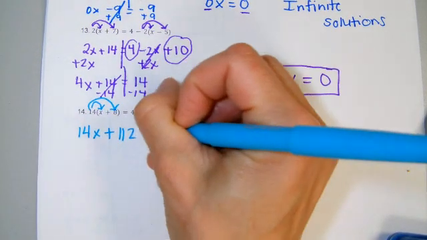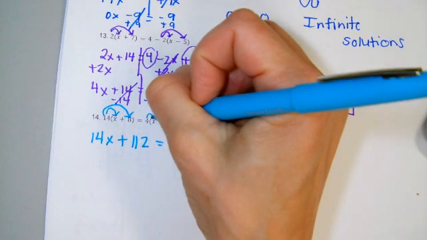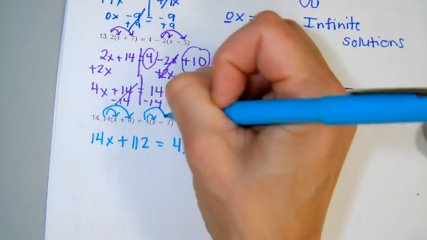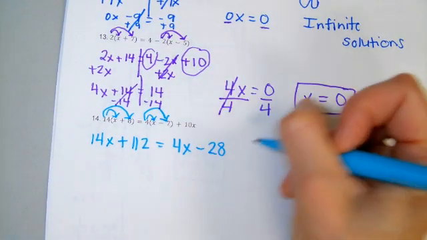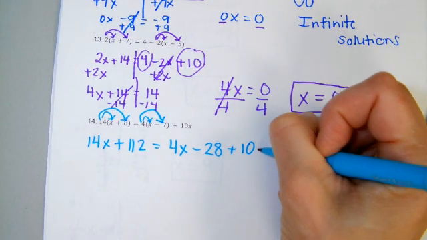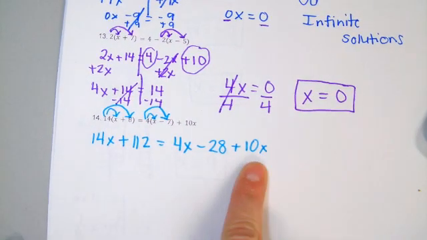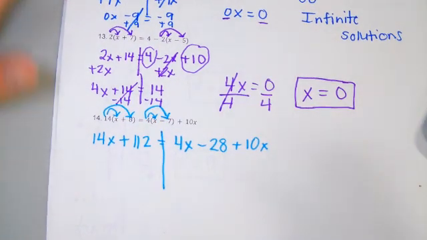Okay, equals, now we have to do our parentheses on this side. 4 times x is 4x. 4 times negative 7 is going to give us negative 28. And plus 10x comes down. Okay, again, way too many terms going on. So that shows us we have to add like terms or cancel out.